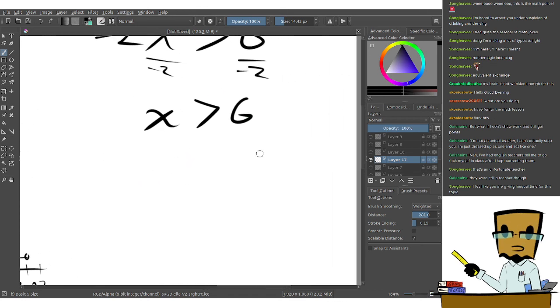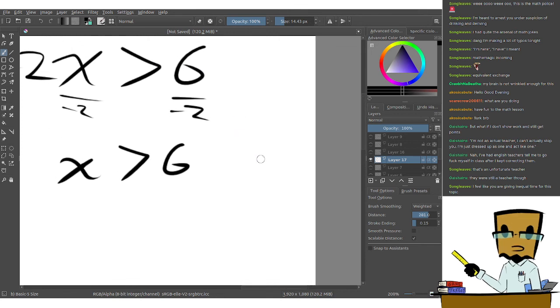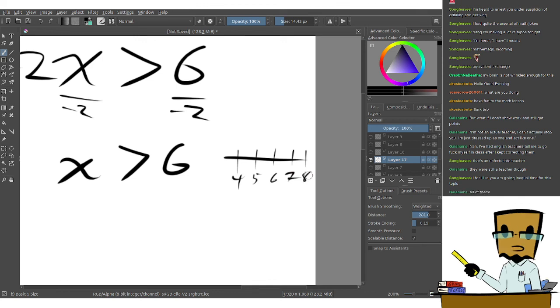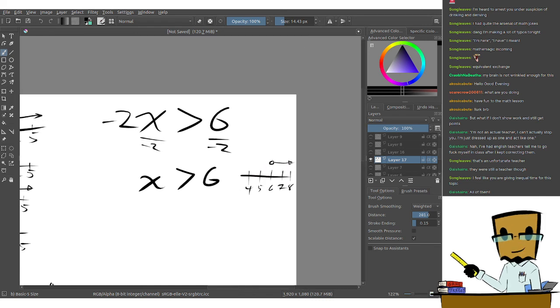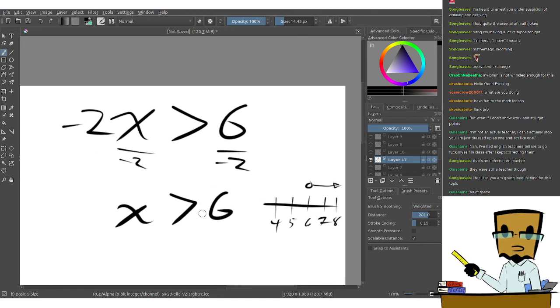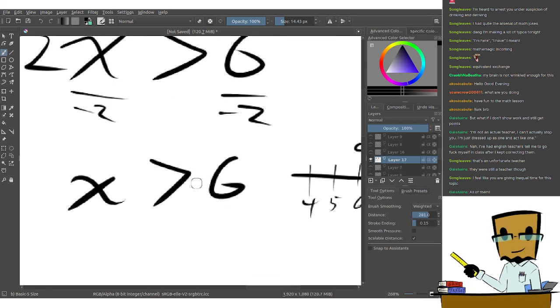Okay. Let's see what happens. Let's see how many people die because of your mistake. Yeah, this is an easy mistake to make. So if we put in 6, we'd end up with negative 12 is greater than 6. Wait, did I mess up? I forgot the negative 6.